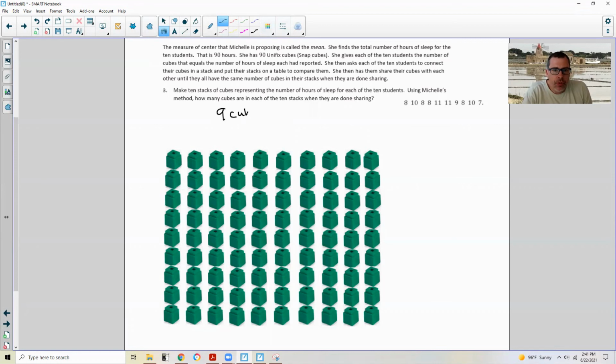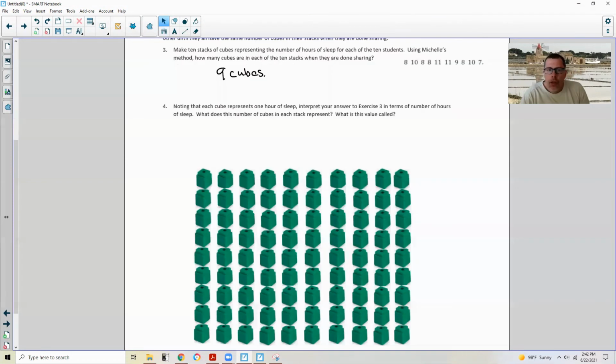9 cubes. Okay, so that's number 3. Okay, number 4 says, noting that each cube represents 1 hour of sleep, interpret your answer to exercise 3 in terms of number of hours of sleep. What does this number of cubes in each stack represent, and what is the value called?